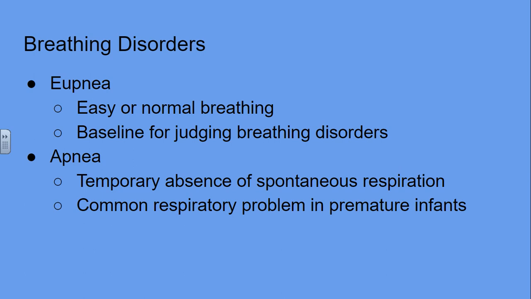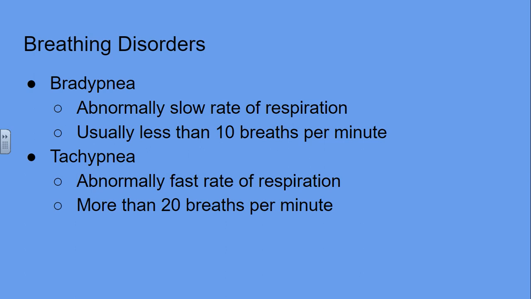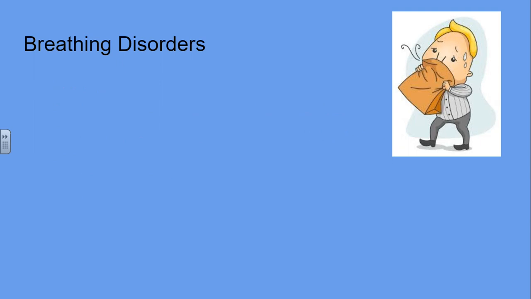Eupnea is easy or normal breathing. It's a baseline for judging if you have a breathing disorder or not. Apnea is temporary absence of spontaneous respiration. It's a common respiratory problem in premature infants. Bradypnea is abnormally slow rate of respiration. Brady we know means slow, and you usually have less than 10 breaths per minute. Tachypnea means abnormally fast rate of respiration, and you typically have more than 20 breaths per minute.